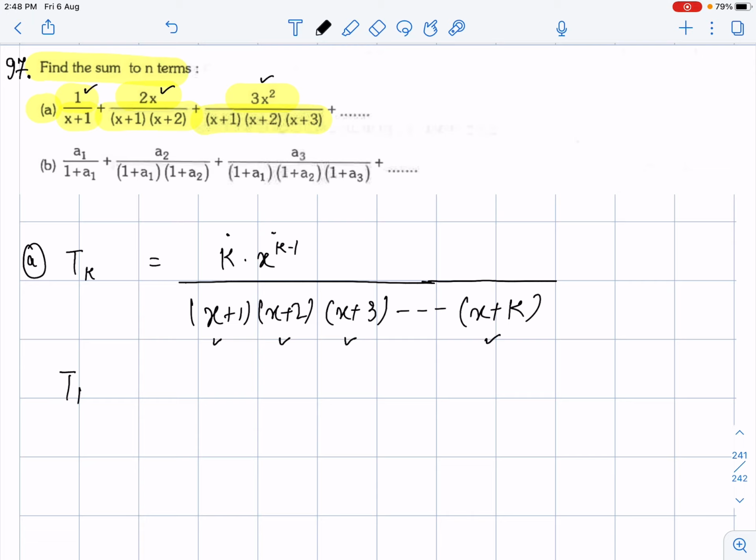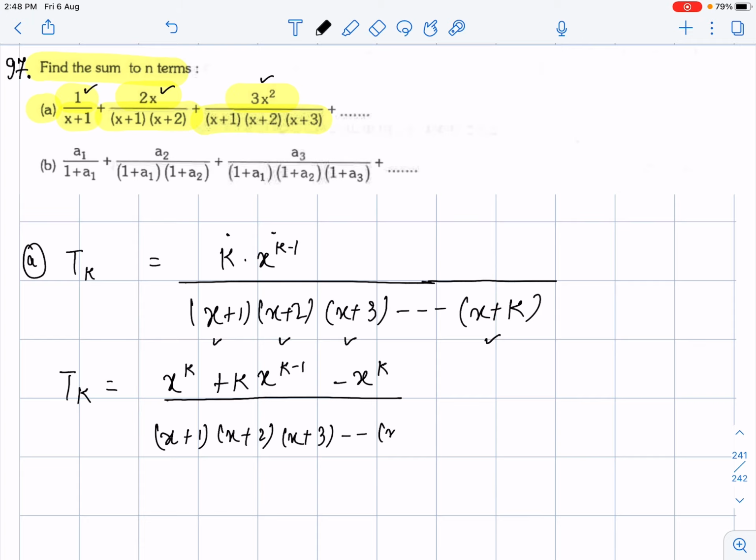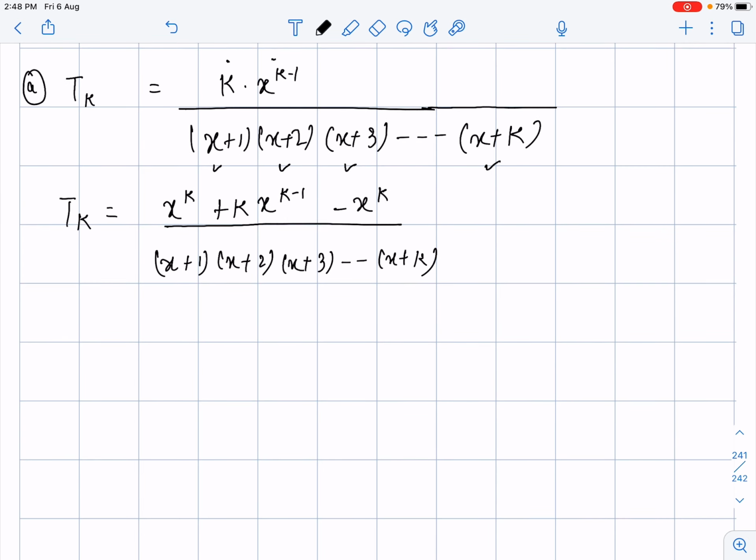So the general term, the kth term, can be written with x to the power k added over here, plus k multiplied by x to the power k minus 1, minus x to the power k written over here. That will break the question, and as soon as it is broken, we can bring it into the format of method of difference. To bring it into that format, I have added and subtracted x to the power k in the numerator of the fraction, the general term.